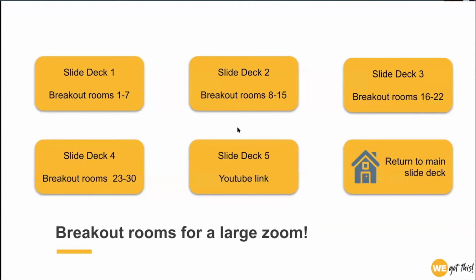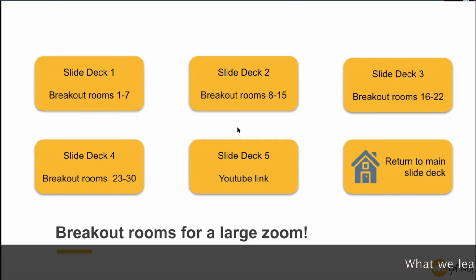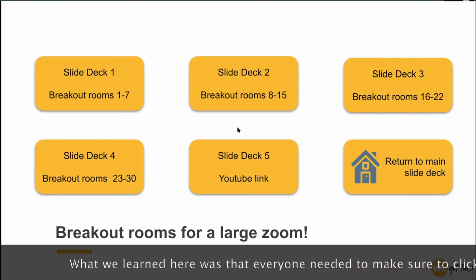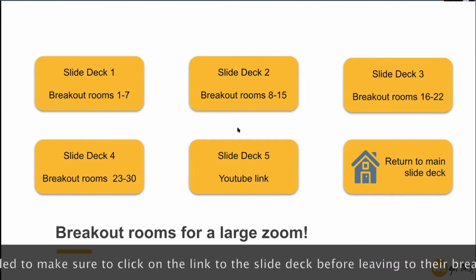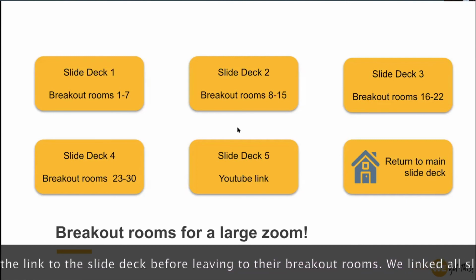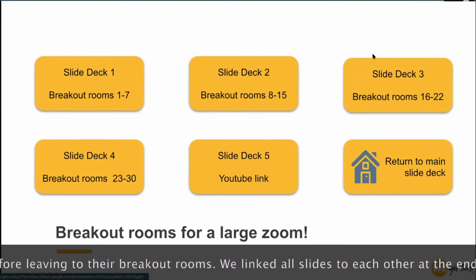So when you have one small class and it's about 30 kids, you just use one slide deck, you break them out into breakout rooms, but we have more people. So if you're in breakout rooms 1 through 7, you're going to be in slide deck 1. If you're in breakout rooms 8 through 15, you're in slide deck 2. If you're in breakout rooms 16 through 22, you're on slide deck 3, and we're going to put those in the chat so you have access to it.